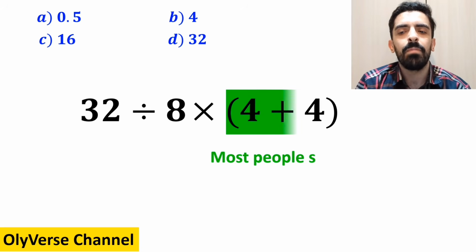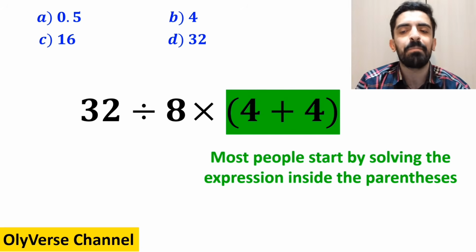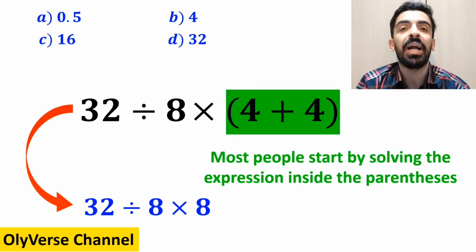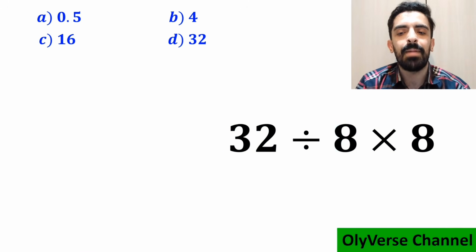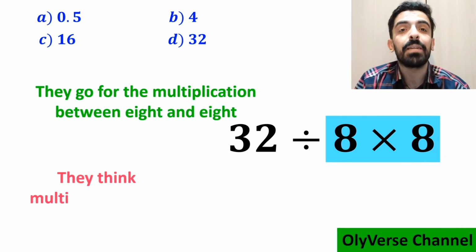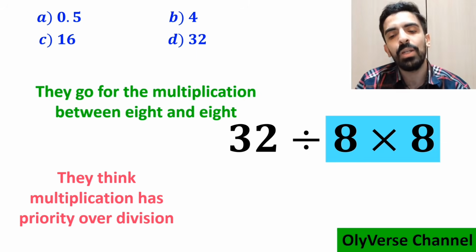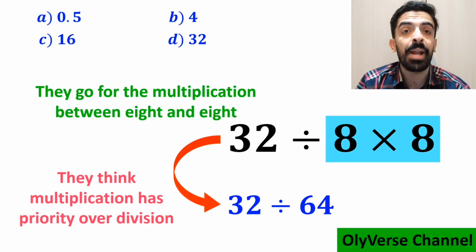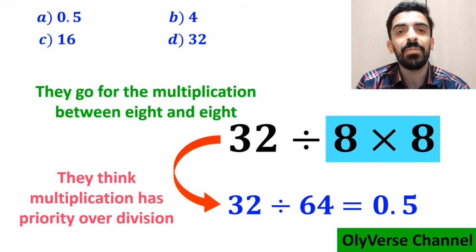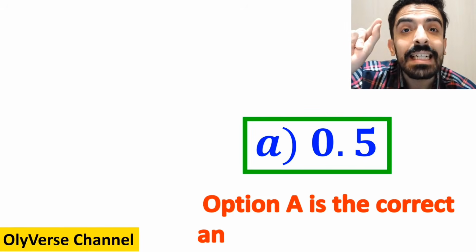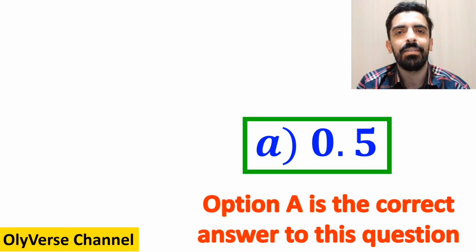In the first step, most people start by solving the expression inside the parentheses and replace it with 32 divided by 8 multiplied by 8. In the next step, they go for the multiplication between 8 and 8 because they think multiplication has priority over division. So, this expression simplifies to 32 divided by 64, which finally gives them the answer 0.5. And immediately, they quickly say that option A is the correct answer to this question.